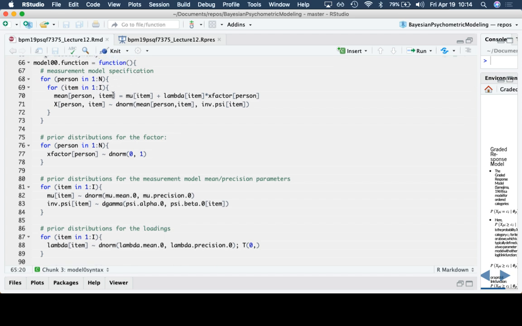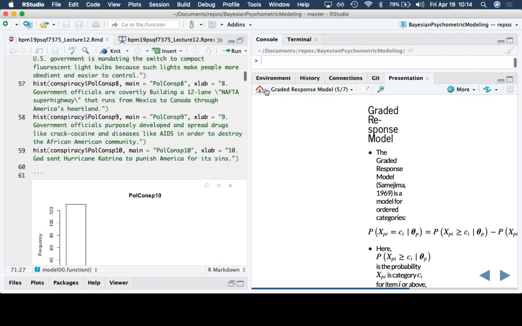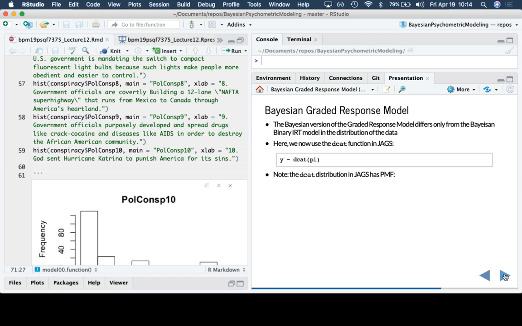Anyway, basically here, remember how fun it was to have our data be denormed? We're not going to denorm them. We're actually going to decat them. That's the distribution. And actually, let me just show that to you real quick. I have it over here. It's the decat function. Decat expects Y to be categorical.